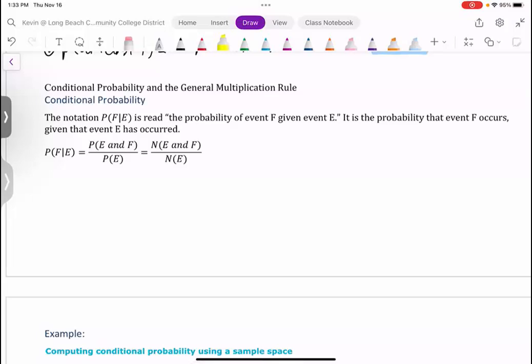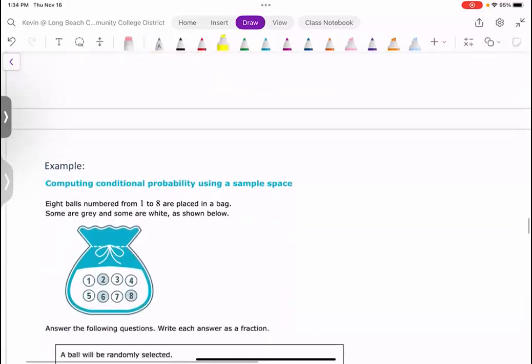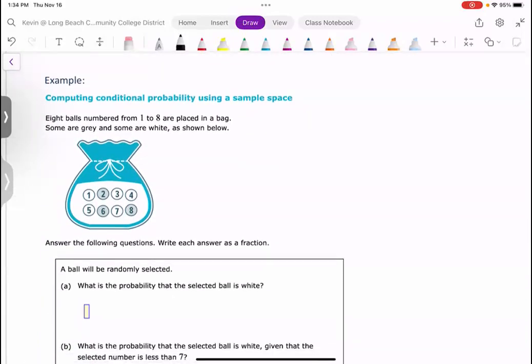The notation, the P with the F, the bar, and the E, is the probability of event F given event E. And I'm going to tend to use this formula with the numbers instead of the probabilities. It ends up being the same thing. So this is saying, what's the probability of F happening, assuming that E is going to happen? Well, we take however many fit into both categories and divide that by the number in E. It's too confusing with letters like that. Let's actually jump on this.